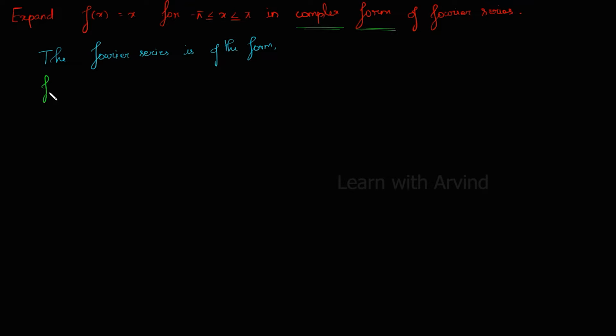f of x is equal to c naught plus summation n is equal to 1 to infinity c n e power i n pi x by l plus summation n is equal to 1 to infinity c minus n e power minus i n pi x by l. Now we need to find these three constants: c naught, c n and c minus n. c naught is equal to 1 by 2l integral minus l to plus l f of x dx.